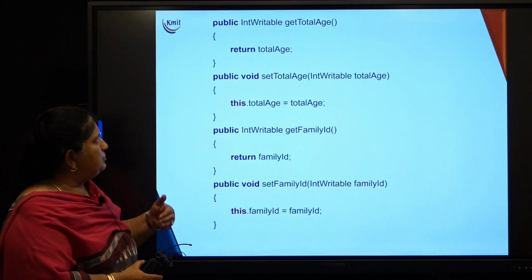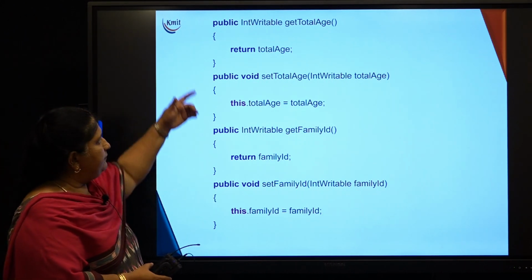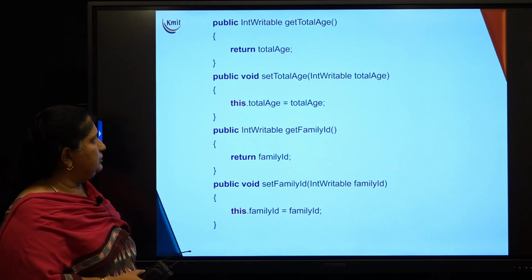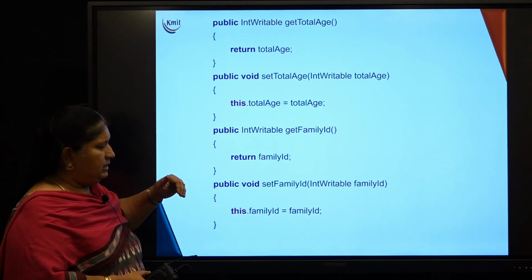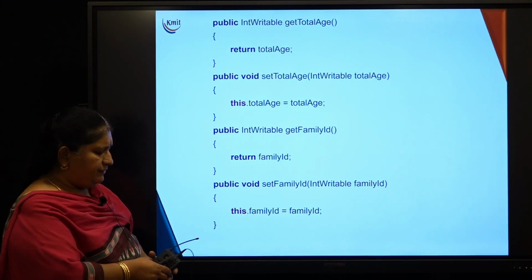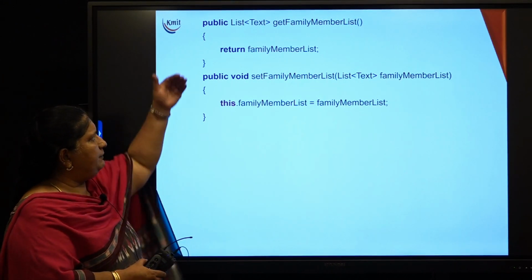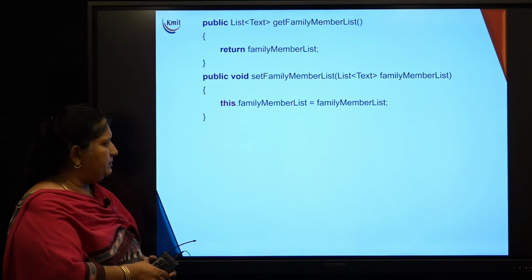Then we need to write how to read the data items. First one, I want to get the total age. Similarly, set the total age. The get and set methods: get family ID, set family ID. Similarly, you need to give get family members list, set family members list.